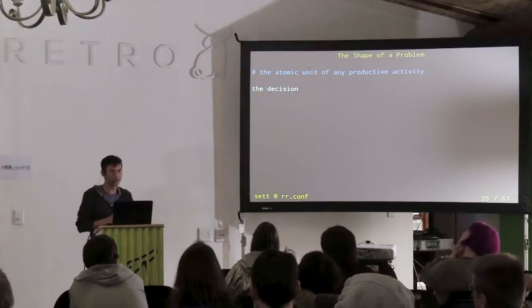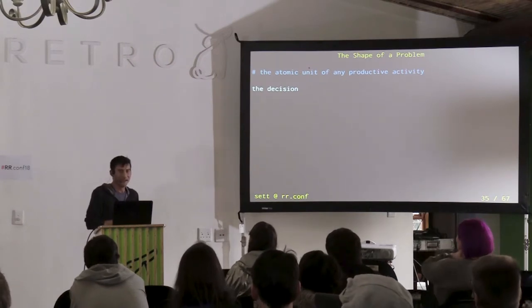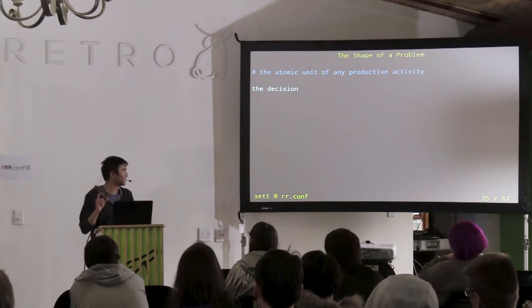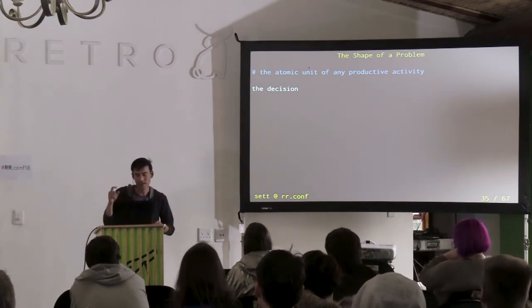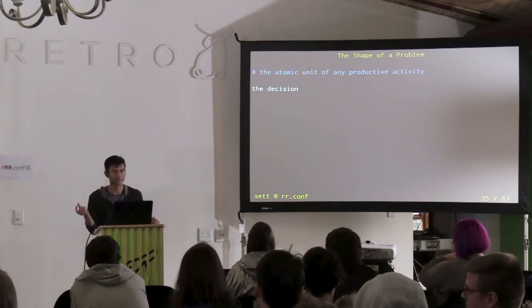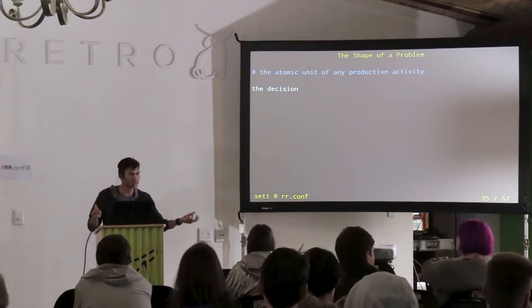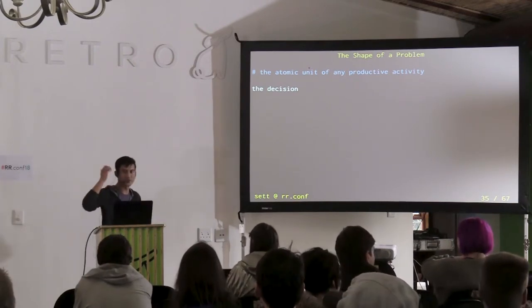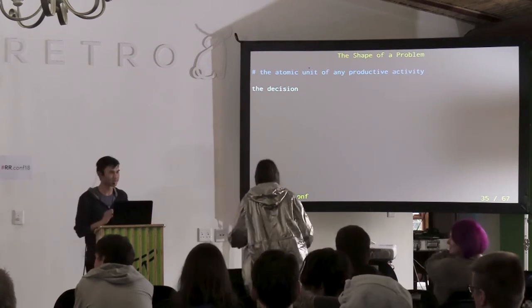I'd like to propose something. They're all definitely related, and you can't really separate the one from the other. But if you allow me to be a little reductive, or maybe very reductive, I'd like to propose that the atomic unit of any productive activity is the decision. Whether you're an artist or a musician composing a new piece or painting, there is a decision that implicitly happens to choose the red or the blue paint.